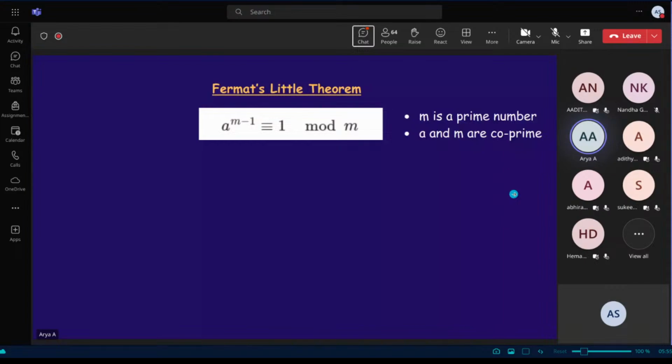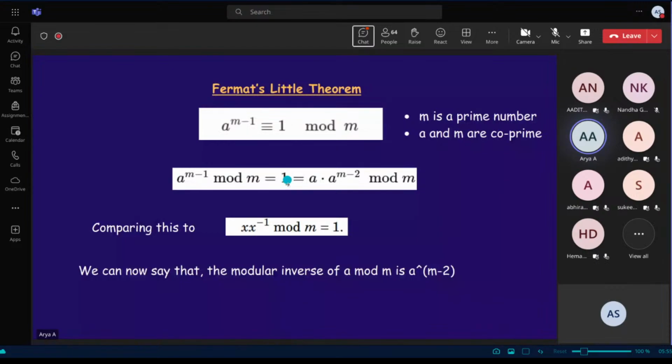Let's move on. You can write A power m minus 1 mod m is equal to 1. You can split this A power m minus 1 as A into A power m minus 2. So it becomes effectively A into A power m minus 2 mod m is equal to 1. I'll compare this to x into x inverse mod m is equal to 1. You know that this is the relation between a number and its inverse. I compare this to this relation. I can see that where x is equal to a, x inverse is a power m minus 2. So we can now say that the modular inverse of a mod m is a power m minus 2. But given what conditions?